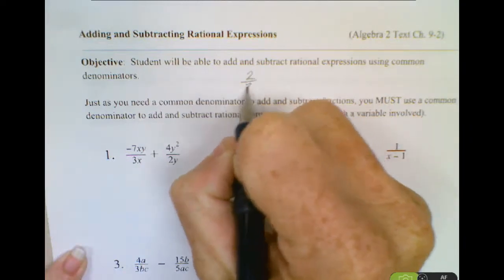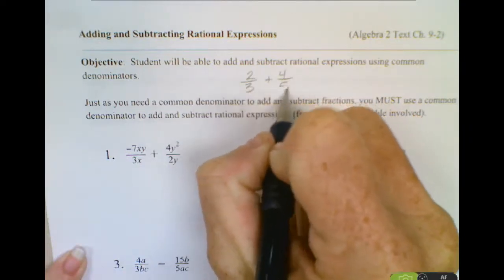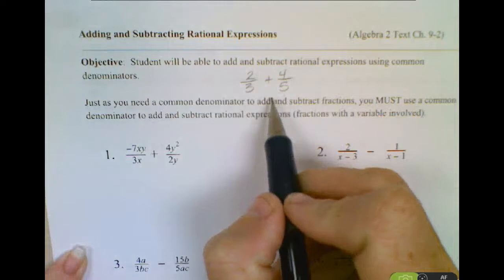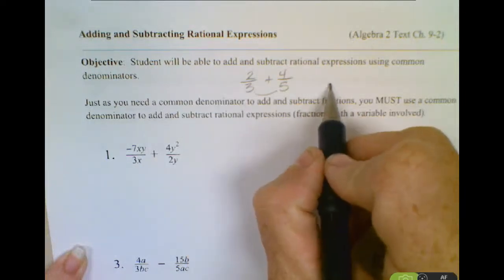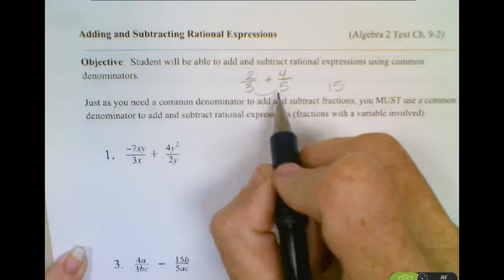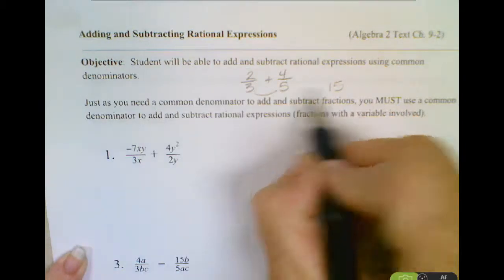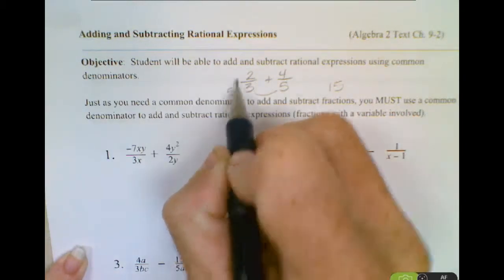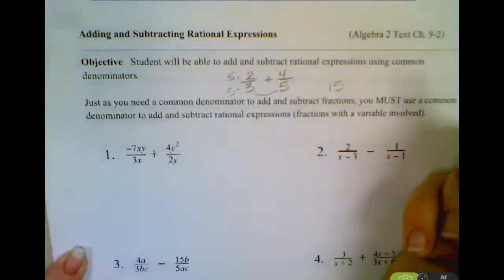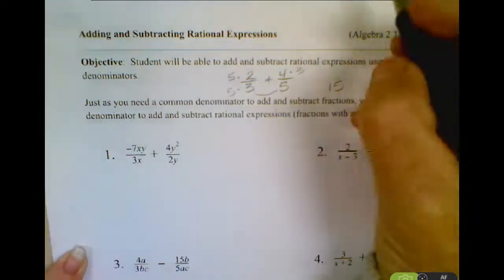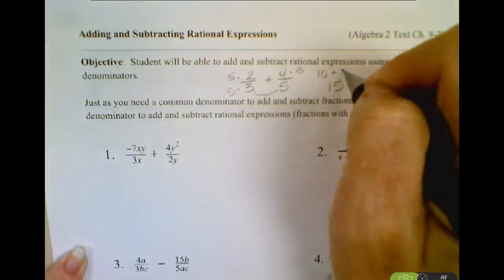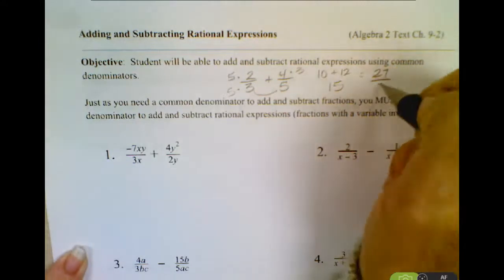So if I have 2/3 plus 4/5, this is the idea of the bow tie method, that the easiest way to find your common denominator is to multiply those together. And then you're multiplying the numerator by whatever it's missing. So 15 is 3 times 5. This is missing the 5. This is missing the 3. So that's essentially what you're doing when you're doing bow tie. You have 10 plus 12, which would give you 22 over 15.